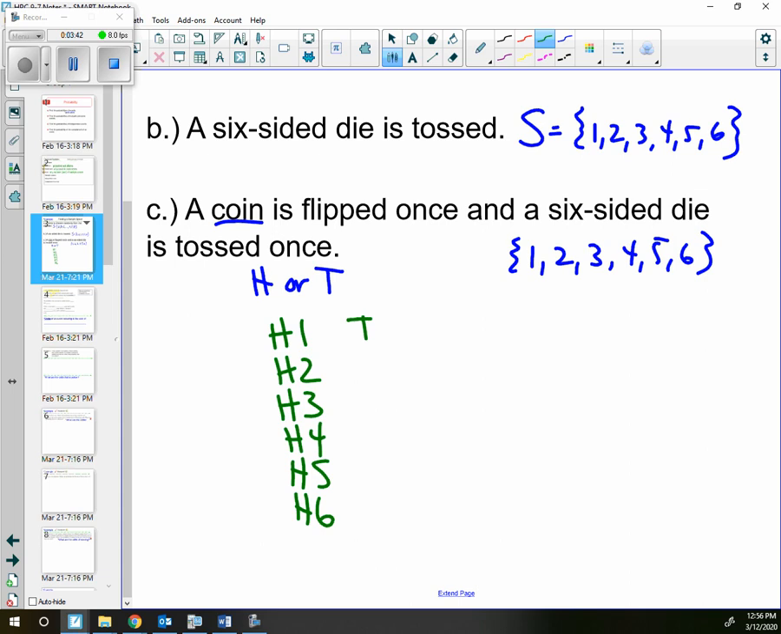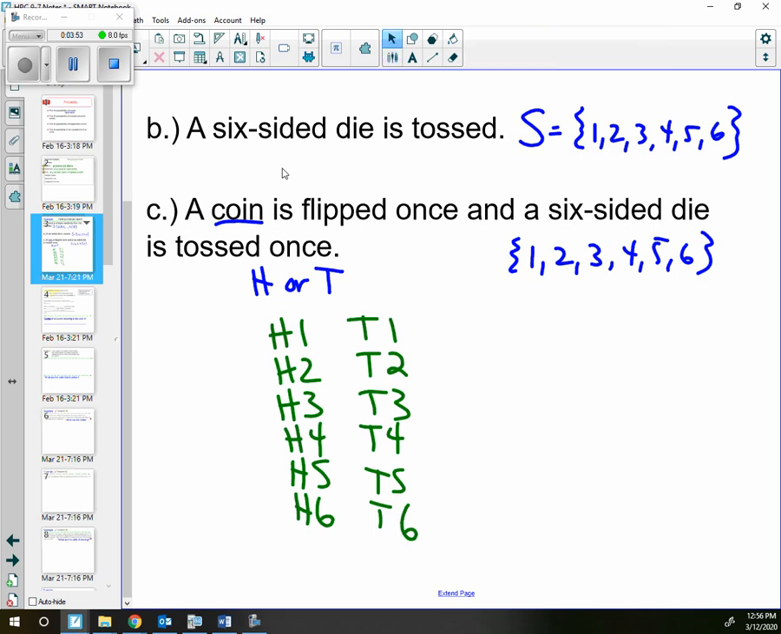And then we could get tails with a 1, tails with a 2, tails with a 3, a 4, a 5, or a 6. So our sample space would be these 12 outcomes, right? Those are the only possibilities. So then we could talk about how likely it is that you get, and then whatever that might be. So in order to be able to find probability, we have to be able to calculate the total number of ways something can happen, that sample space.